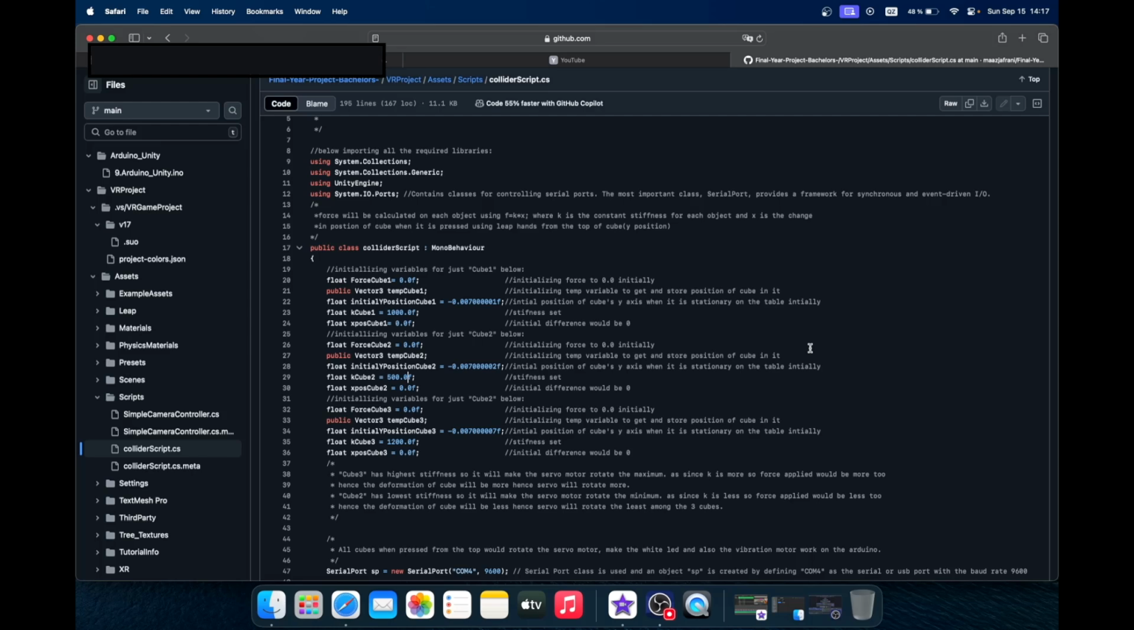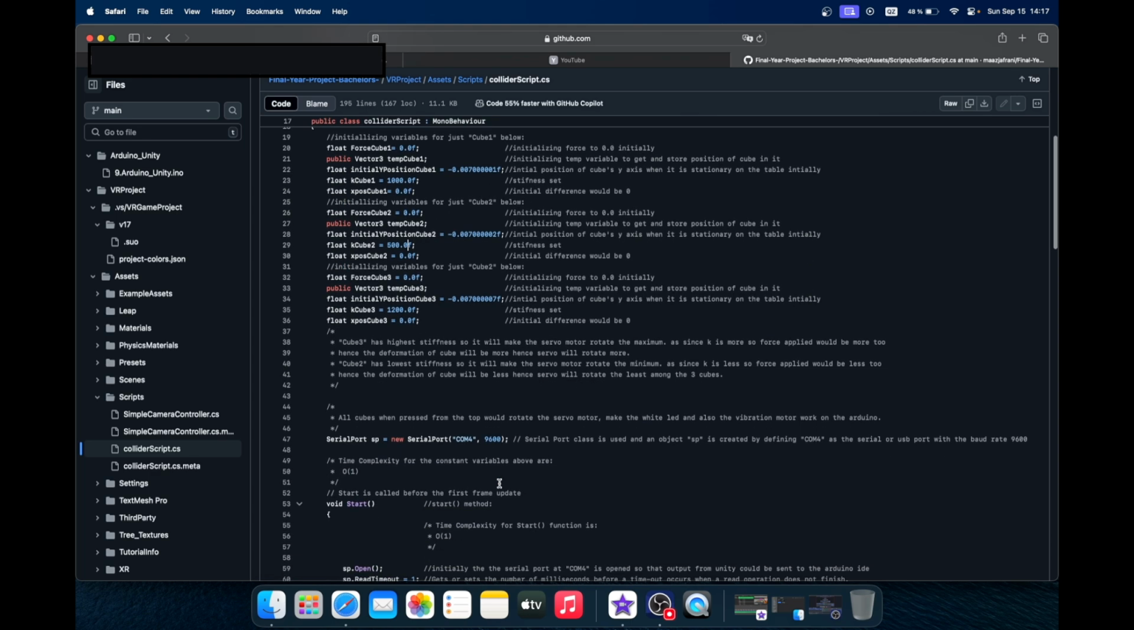For example, if the force is between a certain set of values, the servo motor was rotating accordingly, right? But if the force is higher, the servo motor was also rotating to a higher degree. So for example, if force is 10, which is less, that means the servo motor will rotate 10 degrees. And if the force is between 30 and 50, the servo motor rotates 60, 90, 120, 180. So that's how I was using Arduino and Unity in my final year project.